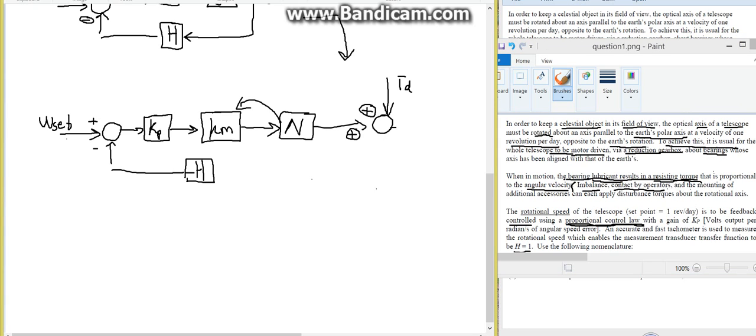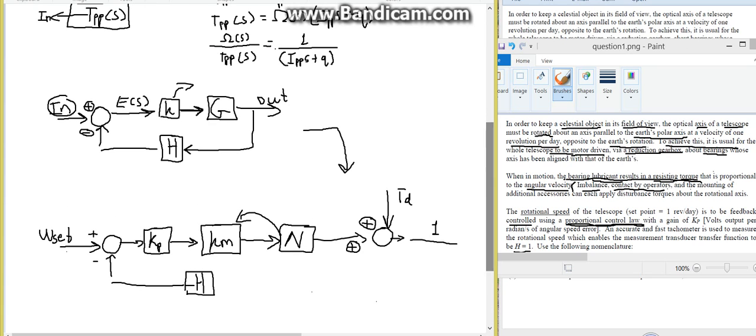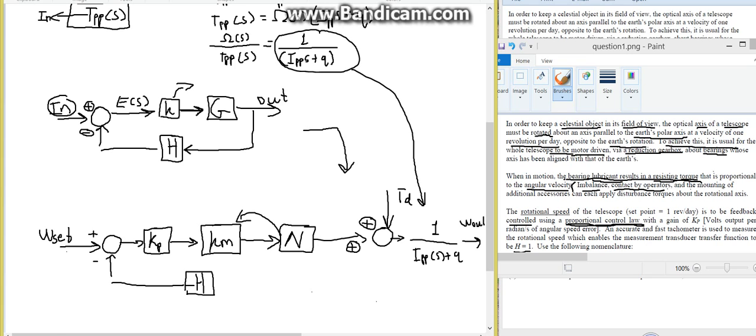And finally, we have output. Now the output, like I said, is the telescope's motion with respect to what we have given it. So the telescope's transfer function, remember, what was it, guys? 1 over the inertia about the polar axis of rotation of the Earth plus its damping coefficient, and you have output.